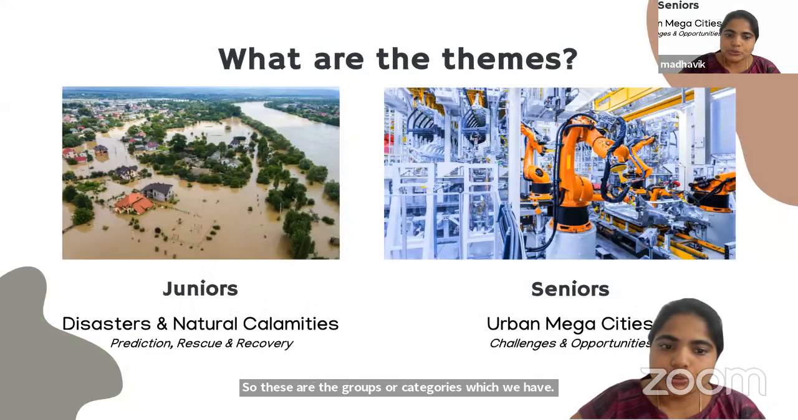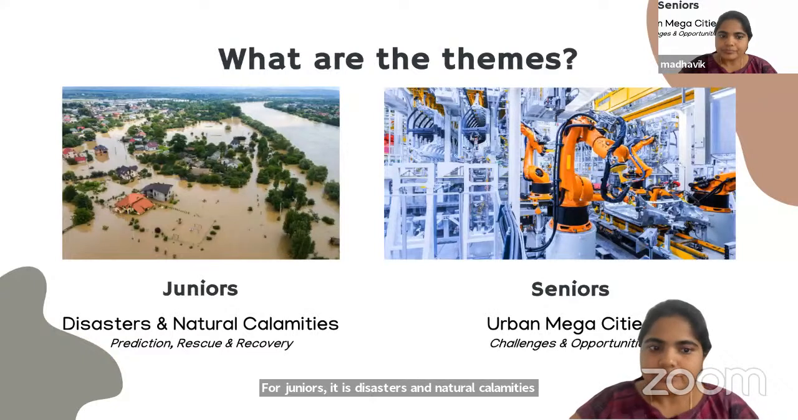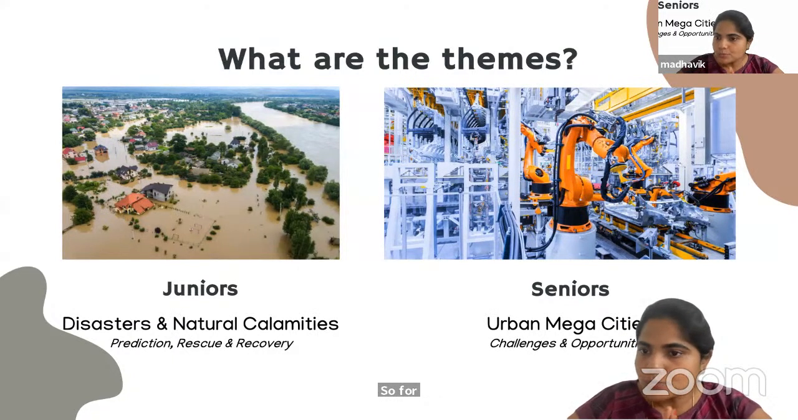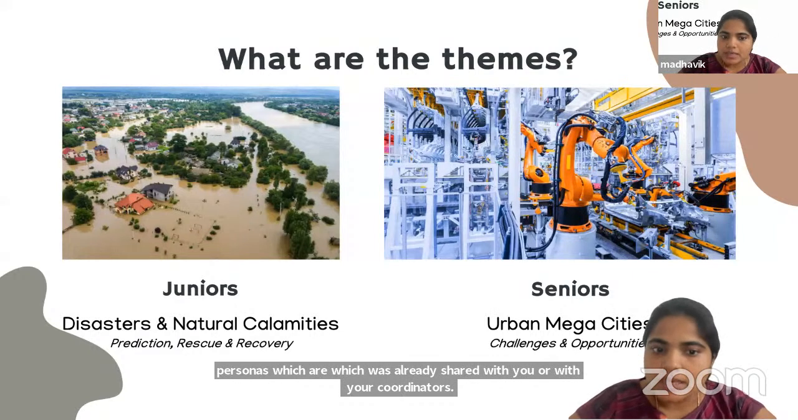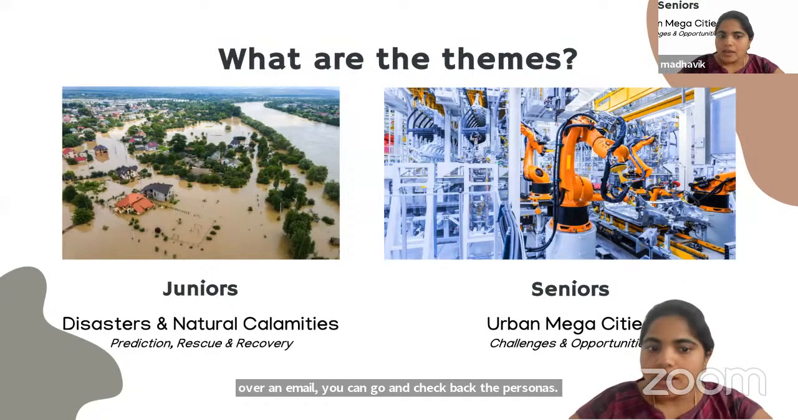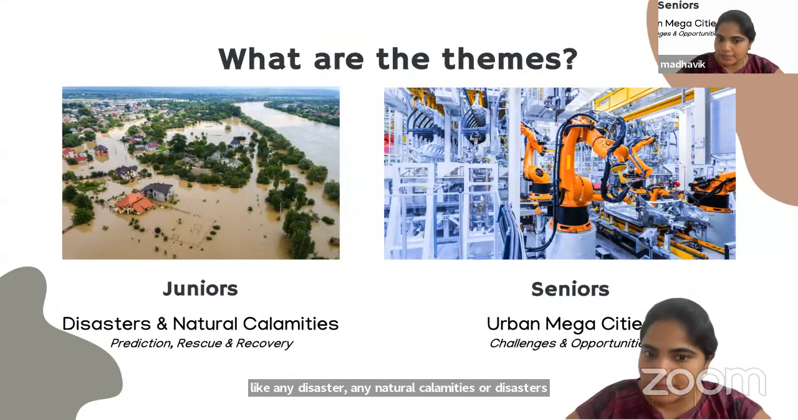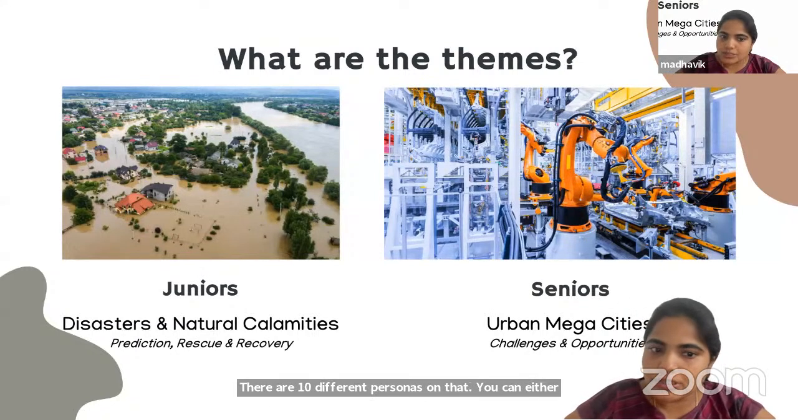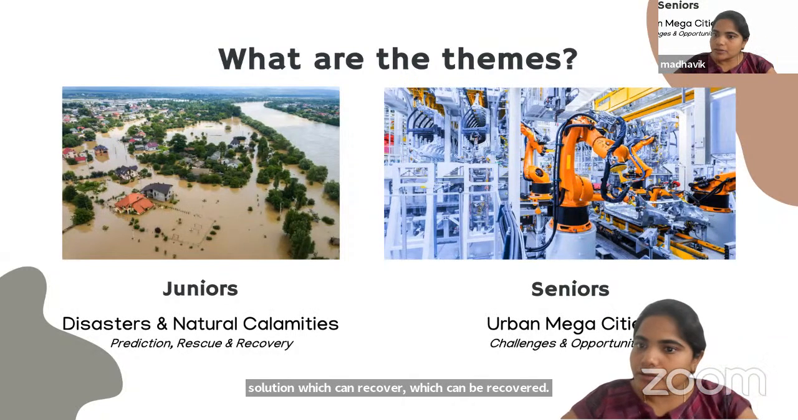What are the themes for juniors and seniors? For juniors, it is disasters and natural calamities: prediction, rescue, and recovery. For juniors, there are 10 personas, which were already shared with your coordinators over an email. You can go and check back the personas. There are 10 personas related to disasters and natural calamities which have happened earlier or in recent times. You can either build your solution on predicting those disasters, or in rescuing those, or in finding a solution which can be recovered with minimal losses. So this is the theme for juniors.